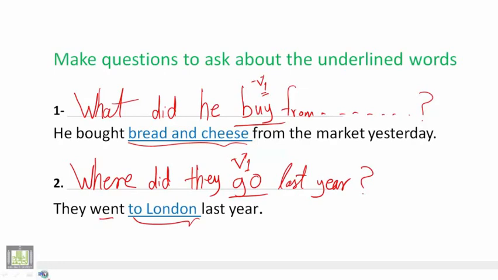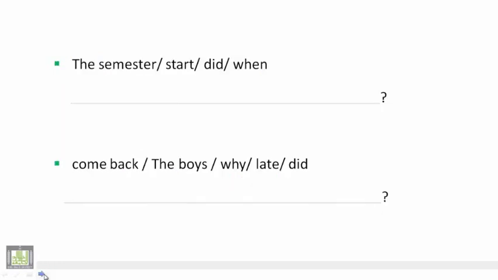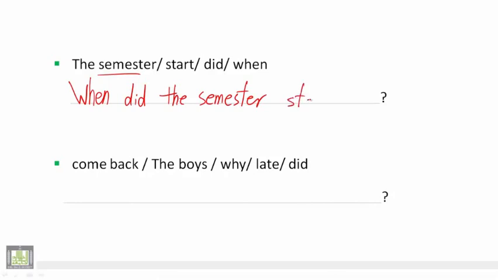Okay, more examples. The semester started when. Here we want to put these words in the right order to make a question. We start with the WH word when, and then the auxiliary, when did. The semester is the subject. When did the semester start?